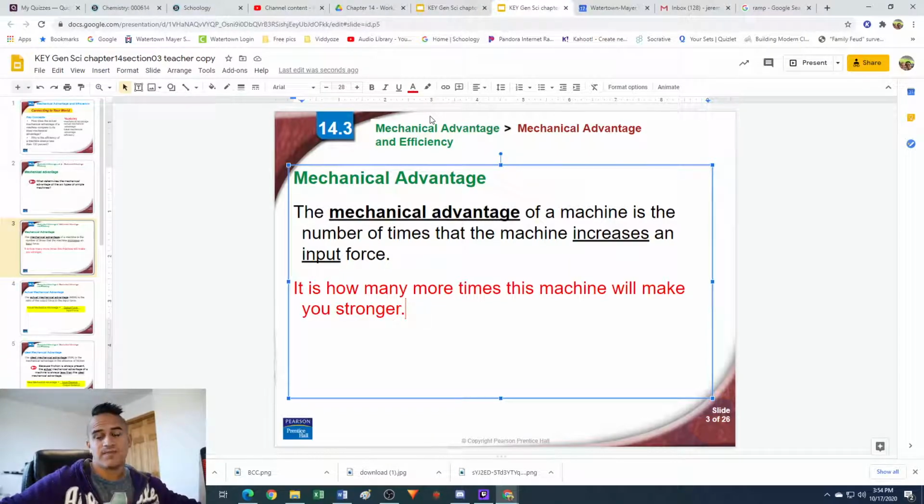Think of a car jack. A car jack basically makes you probably 100 times stronger because you push down on a lever and that force is enough to raise a car, which you by yourself cannot raise, right? But this machine is making your force way, way bigger. So it's giving you a very large mechanical advantage. It's increasing your force by a lot. Okay, remember, input force is the force you put in.